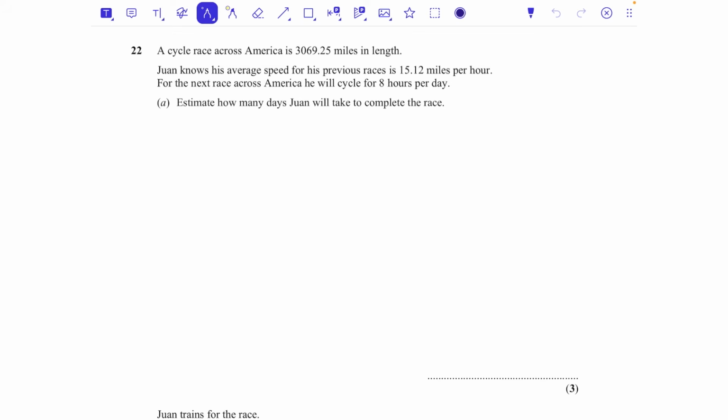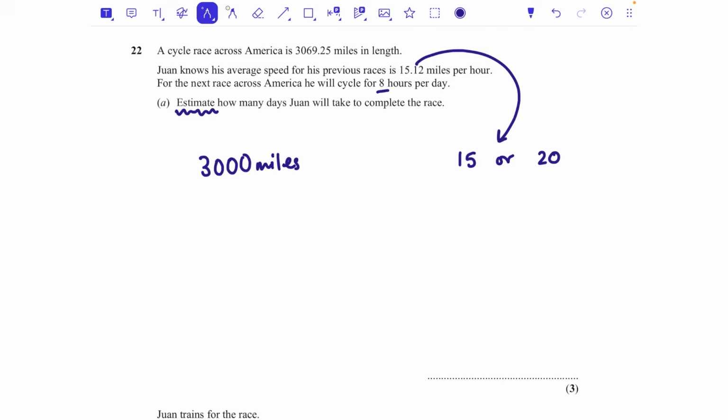So when we're estimating on the non-calculator paper, we normally want to round everything to one significant figure. So we want to say that the cycle race is 3,000 miles long. And we want to say that he can go, now, the mark scheme actually allows 15 or 20 for this. So 15 or 20 miles an hour. 20 would be rounding to one significant figure, but 15 was allowed in the mark scheme here as well.